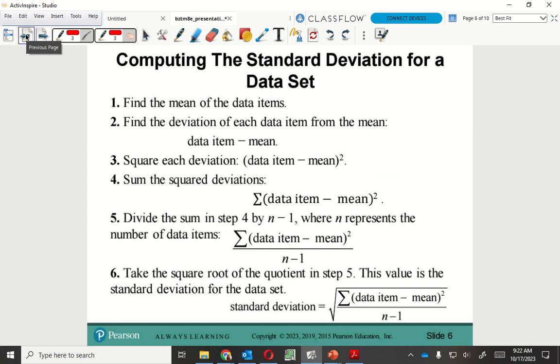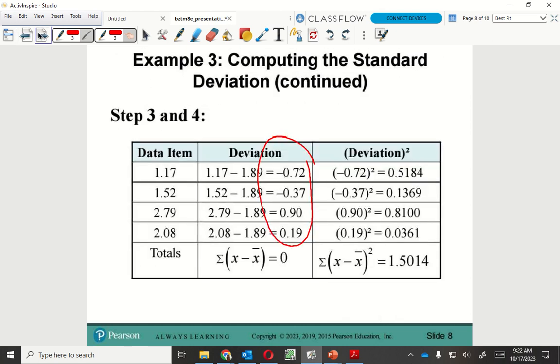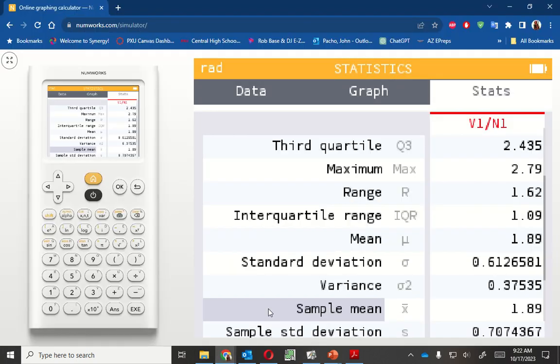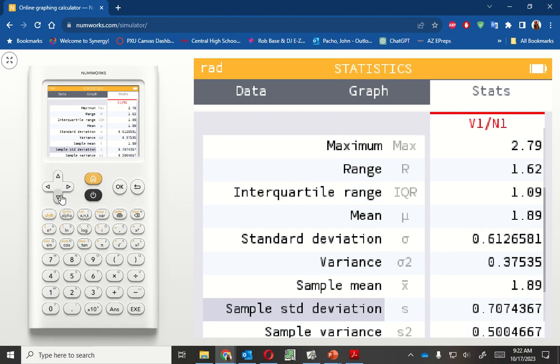Standard deviation is a hot mess. It really is. I hate doing standard deviation, and I like doing math. I hate doing this statistics. But then, all this stuff right here, standard deviation. Let me go right here. Standard deviation, let's go back to NumWorks. Sample standard deviation.